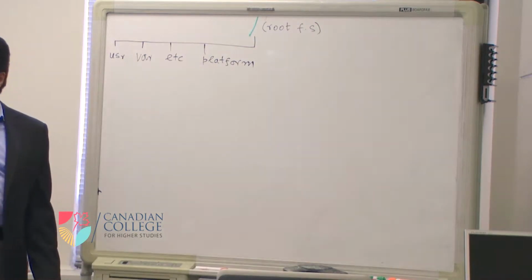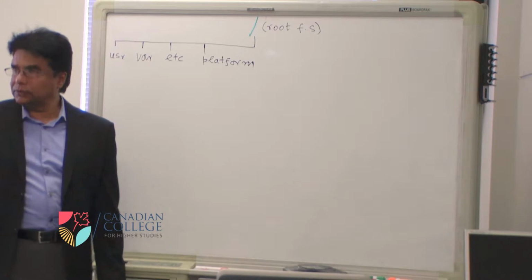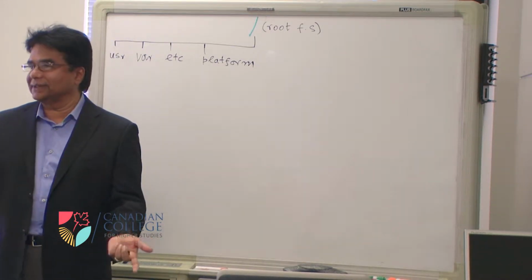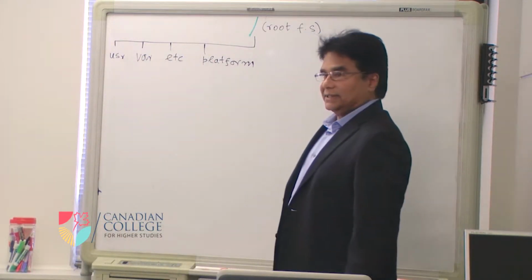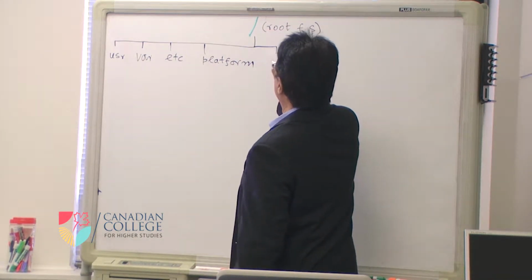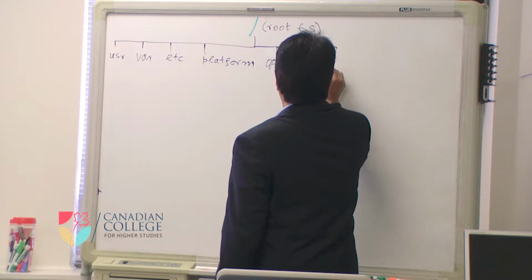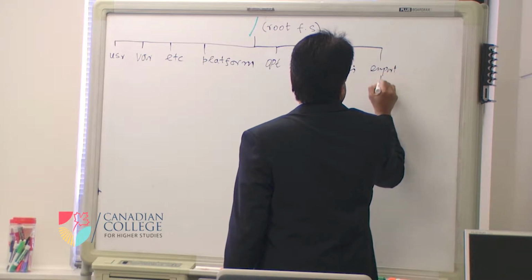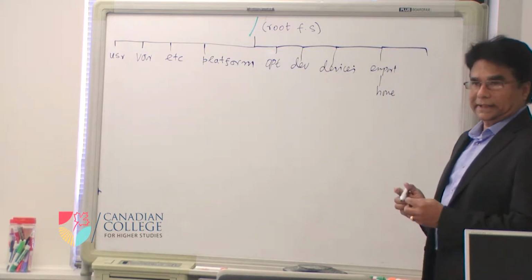So root is mounted on something. Root is a file system. Root is a file system which is mounted on slash. Slash is the root, right? So also we have OPT, dev, devices, export, home, and so on. And we have a lot like that.